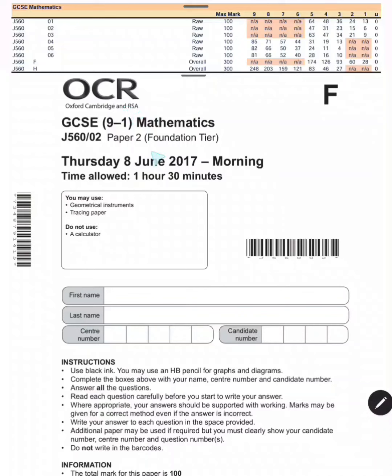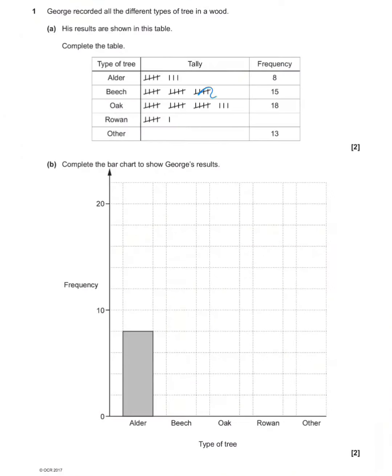So we're doing OCR's paper 2 from June 17, and if we have a look at the grade boundaries, we're aiming for 47 marks for a 5, 31 marks for a 4. Question 1, we've got a tally chart talking about types of tree. We've got a missing frequency and a missing tally, and there's 2 marks for completing the table.